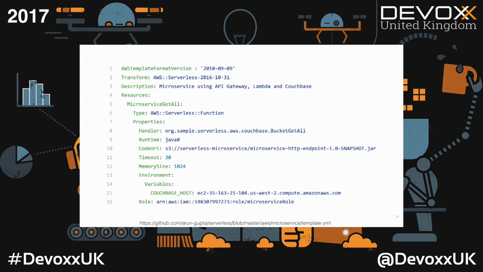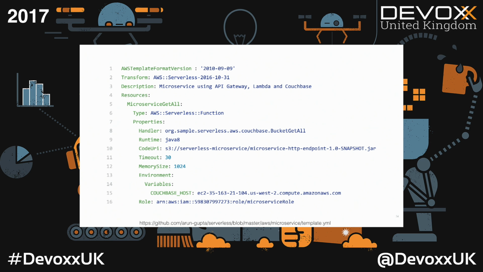If you look at this here, on the top I'm saying this is a serverless application model from 2016-10-31. That's when the first version was announced. And here I'm saying, okay, here is a microservice get all. I'm basically defining a serverless function here. The type is just a standard function, and I'm giving it a handler here. I'm giving it a runtime. Now, in order for the serverless application model to work, the jar file must be uploaded into S3. So this is where I uploaded the jar file. Then I'm defining other variables, other properties here. And then finally, I'm saying Couchbase host is living here. And then the IAM role.